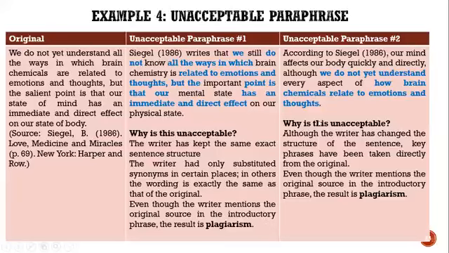In the fourth example, the author tried to write the same words. You can see the blue words are the same, exactly appearing in the original version, in both columns, the middle one and the last one. And why is this unacceptable? Because the writer has kept the exact same sentence structure. The writer had only substituted synonyms in certain places. In others, the wording is exactly the same as that of the original, even though the writer mentioned the original source in the introductory phrases. So this will indicate plagiarism, not your capability or intellect to avoid plagiarism.